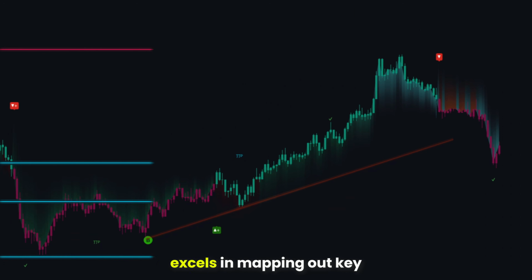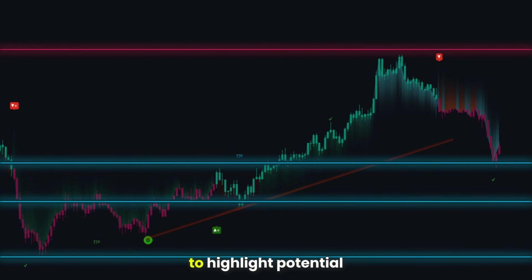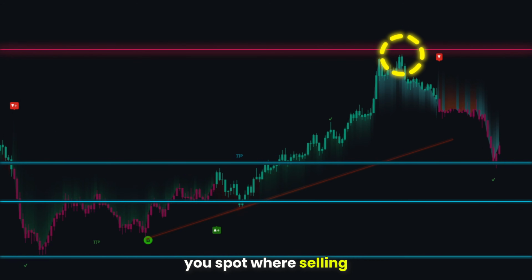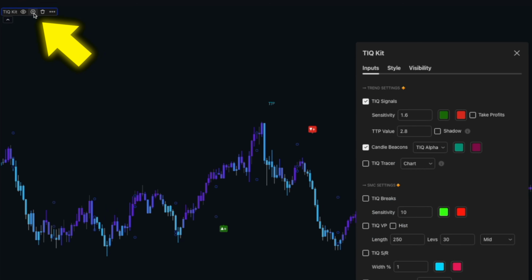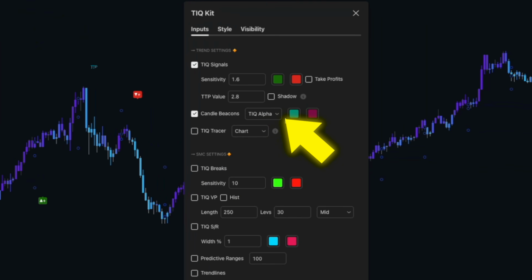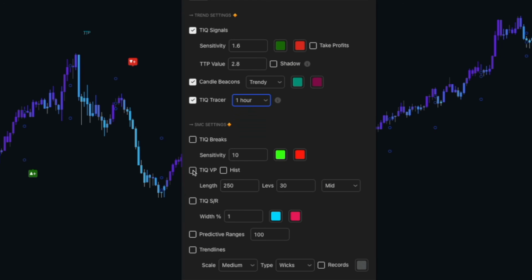The indicator also excels in mapping out key support and resistance zones. Support zones are designed to highlight potential buying opportunities, while resistance zones help you spot where selling pressure might increase. There are many more cool features this indicator has in its arsenal. Let's actually use them on the live market and find profitable entries. First things first, open the indicator settings and enable the trendy candle beacons, TIQ tracer on the 1-hour time frame, the volume profile, and the trend lines.